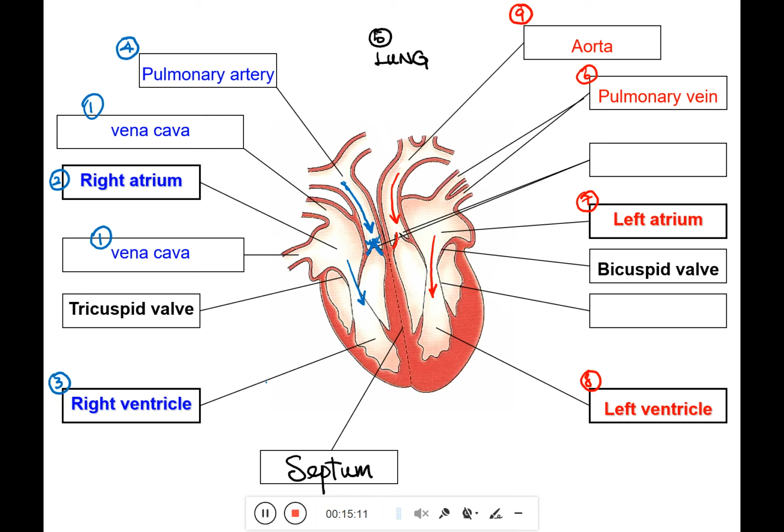So these valves would close as well. These are much smaller valves at the base of these arteries compared with the cuspid valves. They are called the semi-lunar valves.